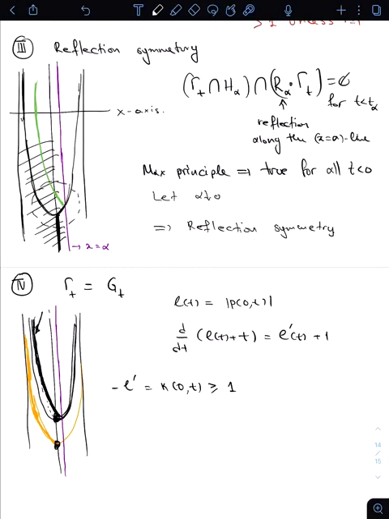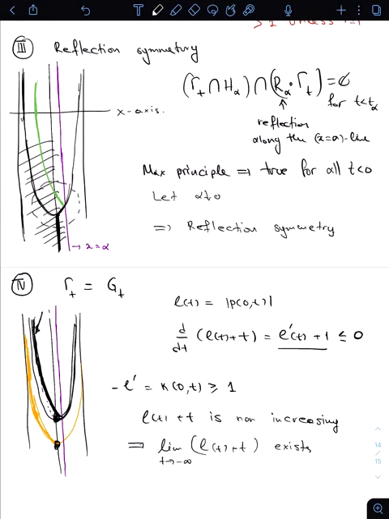Okay. So therefore, L prime of t plus 1 is less than or equal to 0. Okay, so this implies that L(t) plus t is non-increasing, and therefore the limit as t goes to minus infinity of L(t) plus t exists. Okay, it might be infinity, but we know it exists.